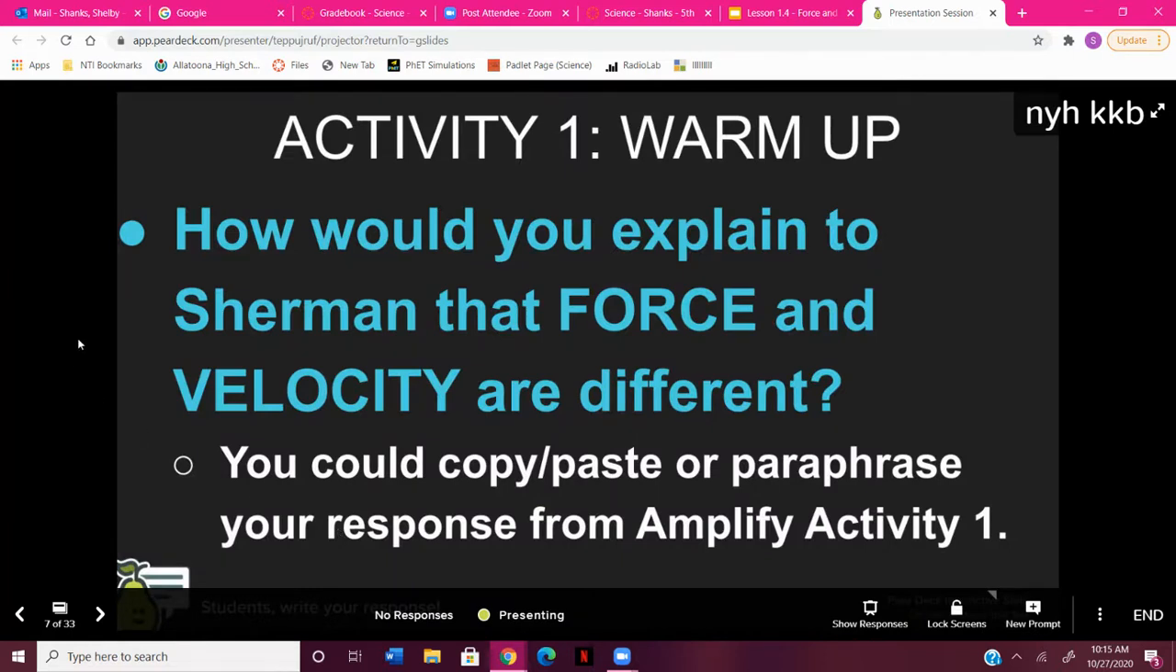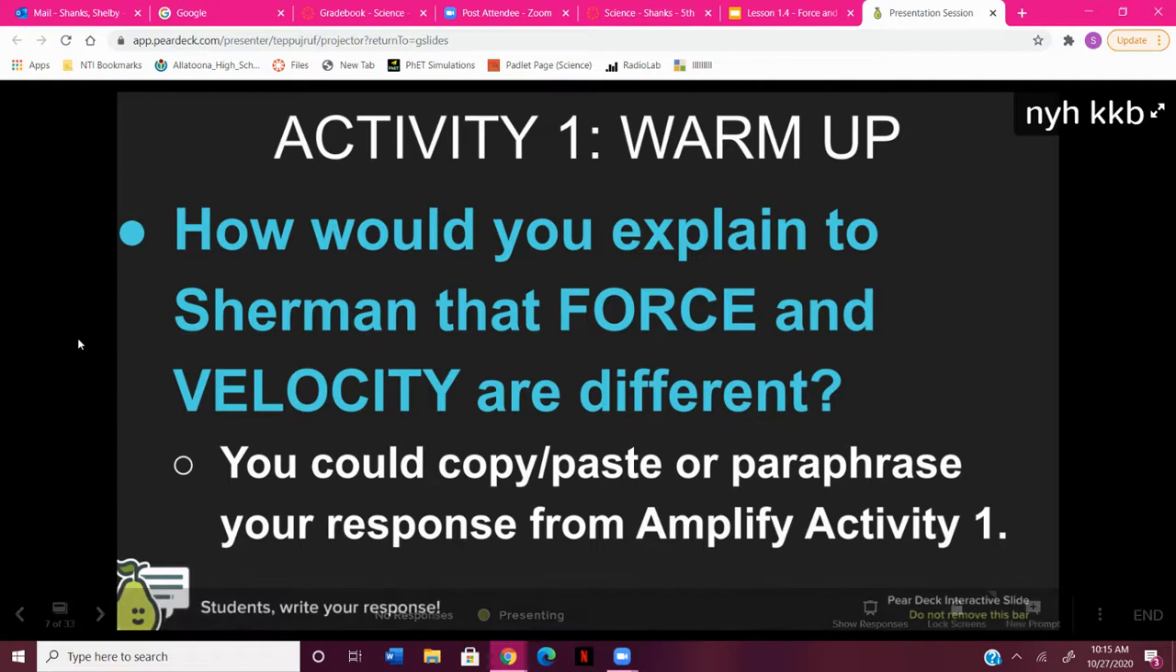All right, so if you're back in our Pear Deck, I have a question for you. How would you explain to Sherman that force and velocity are different? You can either copy and paste what you just put in Amplify, or you can paraphrase it and sum up what you said if it's really long. I want to see some of your responses.